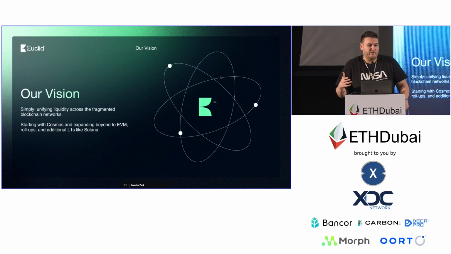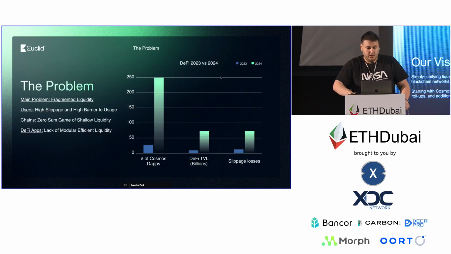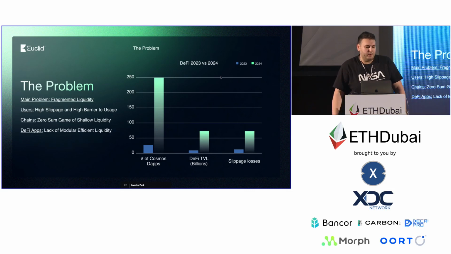So what we're trying to solve is to create a decentralized layer where we can offer the lowest slippage and the best price. First of all, let's talk about the problem. As we said, fragmented liquidity causes problems for three main stakeholders. First of all, we have the users.